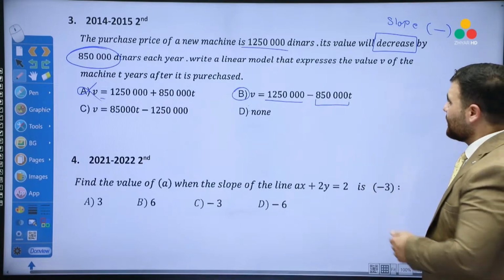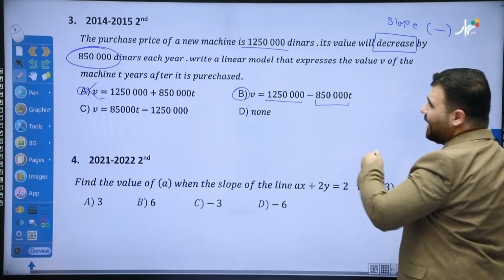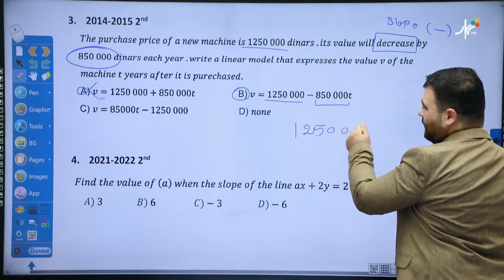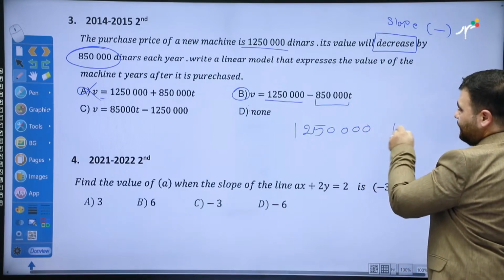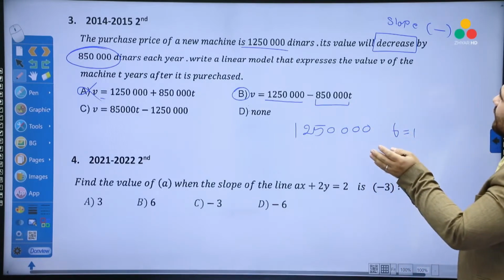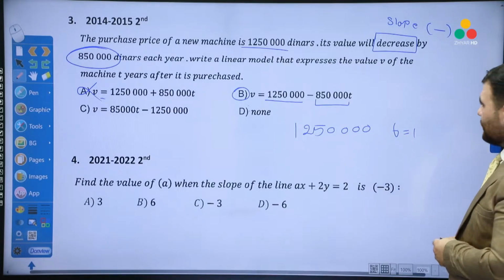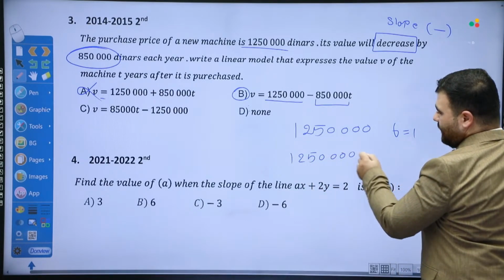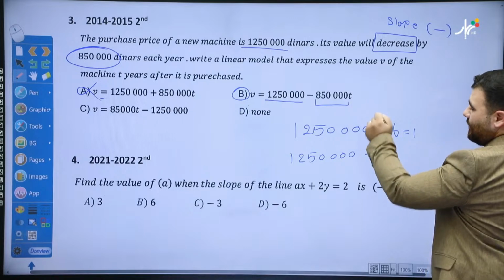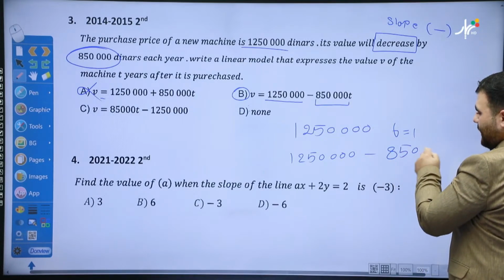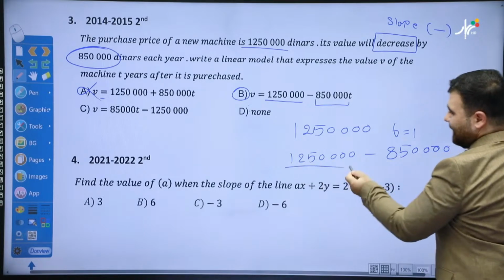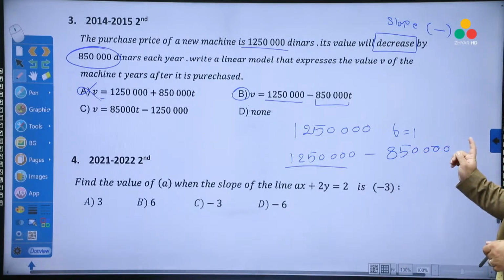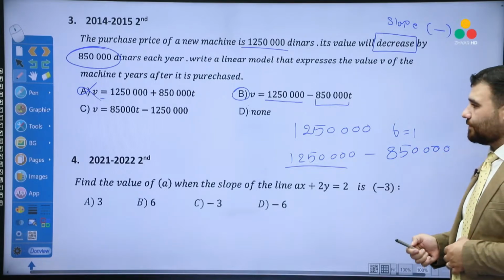We can check if we put 0 in place of t, means when time is 0, the machine is new, the price is 1,250,000 dinars. When t becomes 1, means after one year of use, it will be 1,250,000 dinars minus 850,000 times 1 is just 850,000. Then the price decreased by 850,000 after 1 year use. Then B is the correct answer.